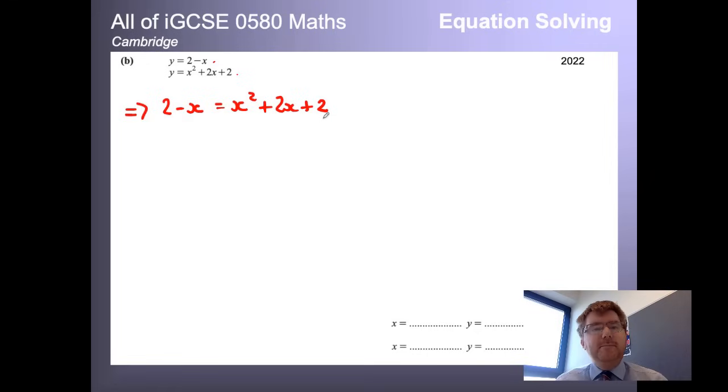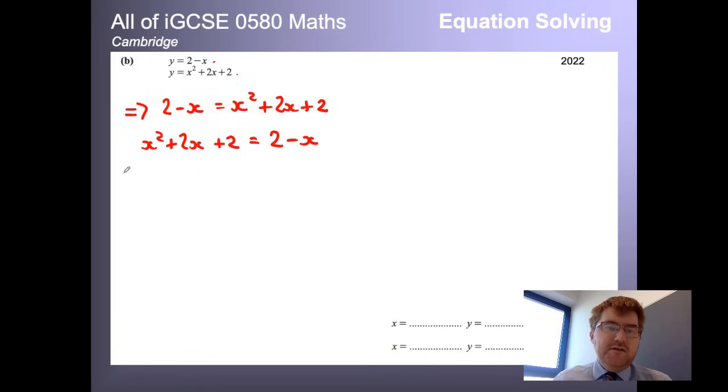Now before I do any manipulation, I like all my x squareds on the left-hand side. So I'm going to flip over the equation like so. And now I'm just going to take it one step at a time and make sure I get to a quadratic I can solve. So the first thing I'm going to do, I'm going to add x on both sides.